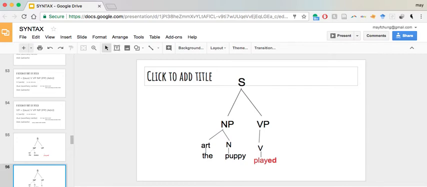So that's a sentence. The puppy played, right? It has a subject, which is your noun phrase, and a predicate, which is your verb phrase, and then it completes an idea or a thought. So the puppy played would be a sentence.